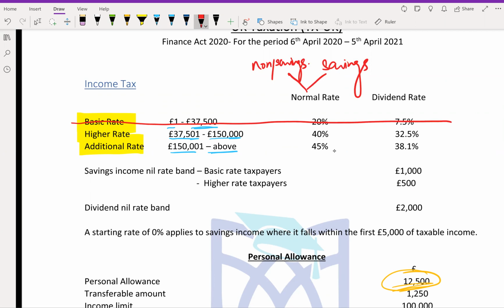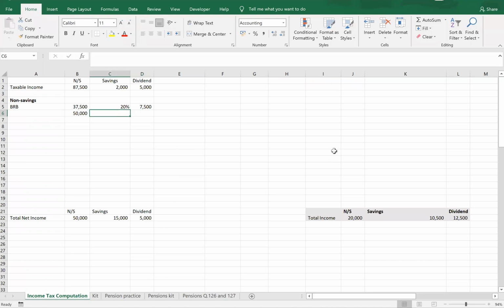All right. Now we're at this band, the higher rate. So now any other income up till 150,000 will be taxed at 40% if it's non-savings or savings. Have I taxed the entire non-savings income? Yes. Next, savings income.